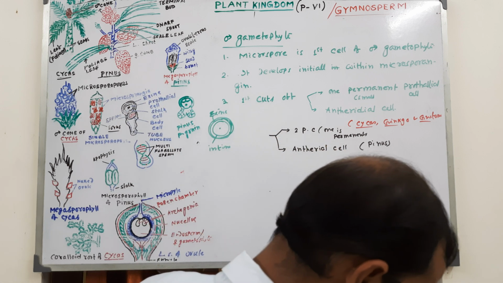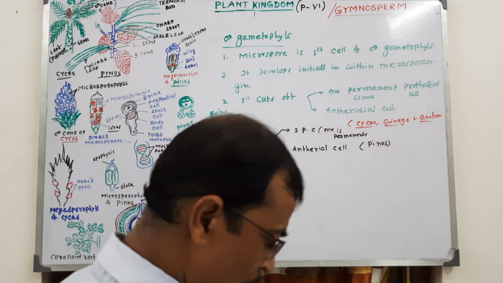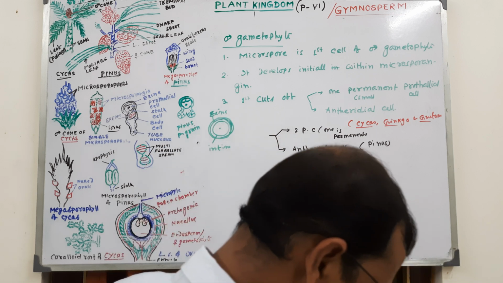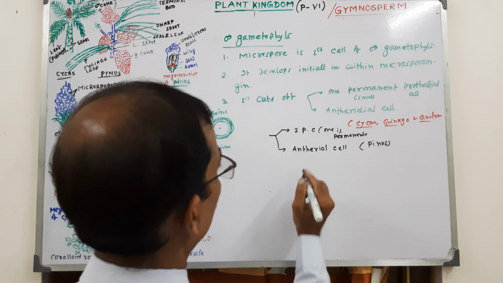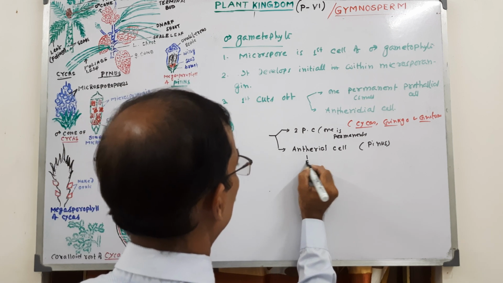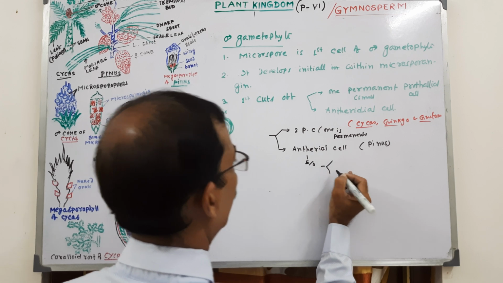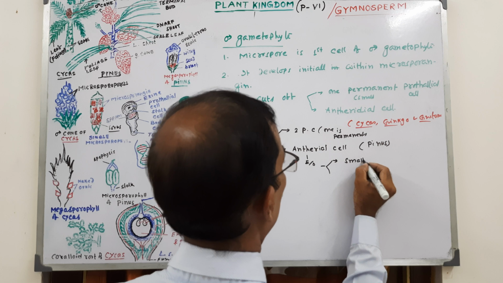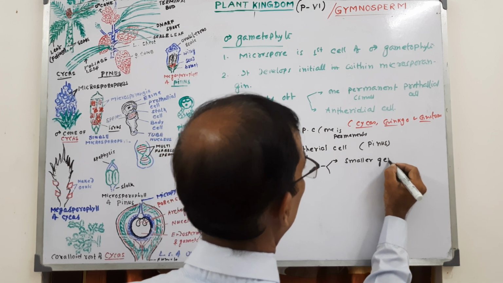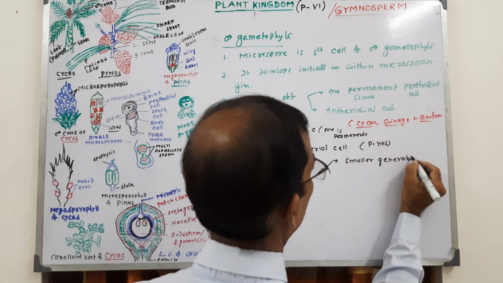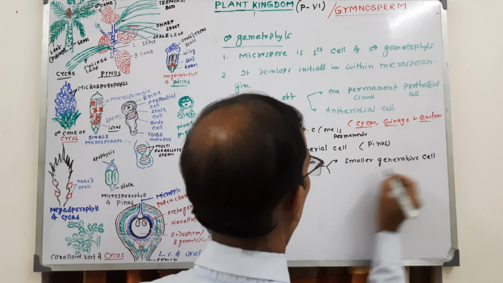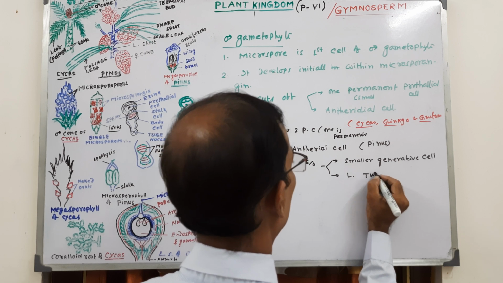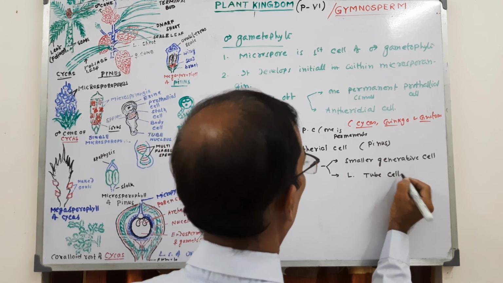And in Gnetum, the antheridial cell by further mitotic division forms a smaller generative cell and a larger tube cell.